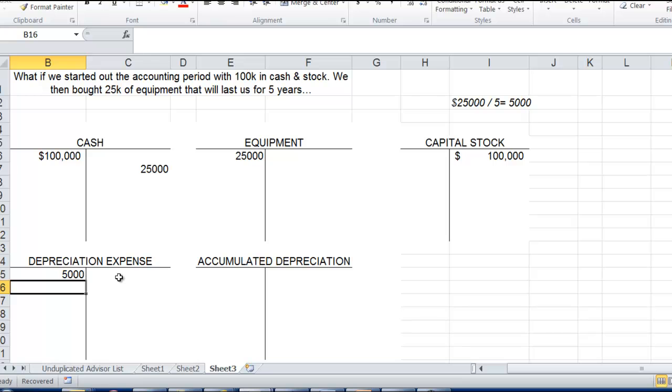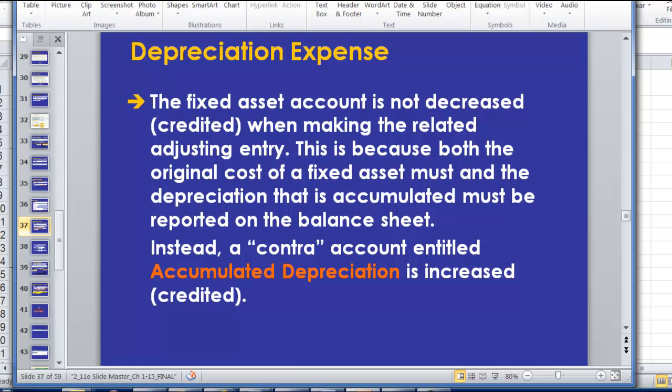Okay, so this is an expense. It's increased with a debit. It might make sense to you for us to put the $5,000 over here, but that's not what we do. We instead would put the $5,000 in this accumulated depreciation account. Okay? The fixed asset account, in this case equipment, is not decreased when making the related adjusting entry, this entry that we're talking about right now with depreciation expense. This is because both the original cost of a fixed asset and the depreciation that is accumulated must be reported on the balance sheet.